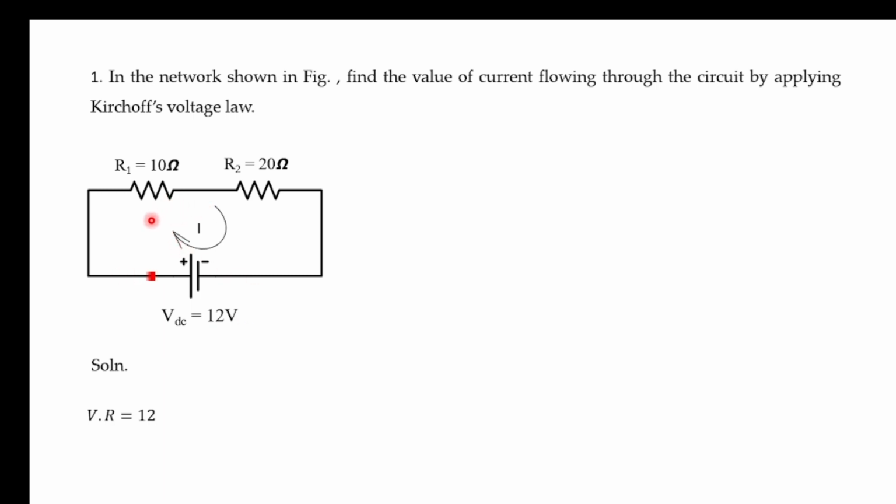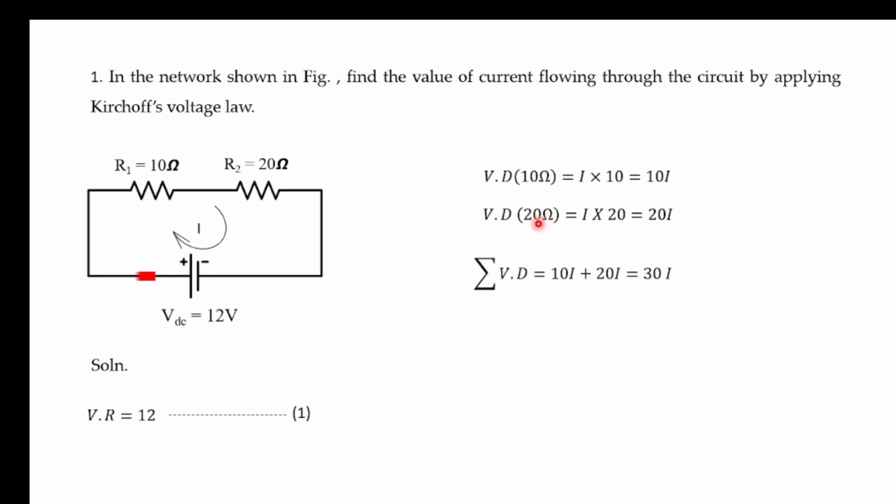Okay. So next we have to write the voltage drop across the resistors. Okay. Voltages across the resistors are always assumed as voltage drops. So now voltage drop across 10 ohms is I into 10 or 10I. So we have to apply Ohm's law here. Okay, V is equal to I into R. Similarly, voltage drop across 20 ohms resistor is I into 20, that is 20I. So now we have to add these two voltage drops up, 10I plus 20I. So this will be equal to 30I. So this is equation number 2.